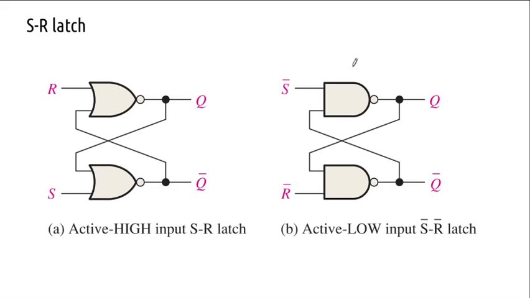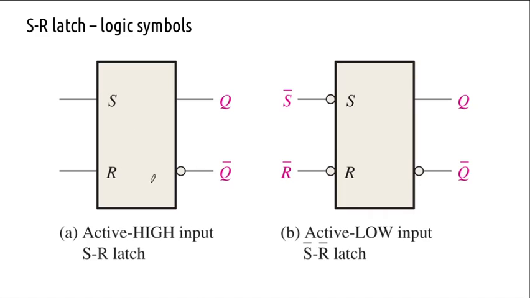I am more comfortable with a NAND gate, and for the explanation we'll use a bubble OR gate equivalent. So this is the logic symbol: S, R and Q, Q bar. These are the complementary outputs. Here you see the bubbles. For the active low input SR latch, the bubbles indicate that it is active low input.